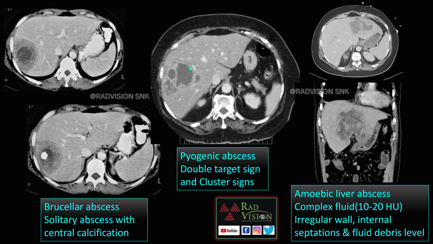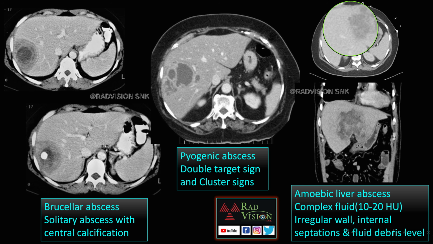Here you can see there is a hypodense collection surrounded by multiple small clusters of small hypodense areas or collections, and you can also see the double target sign. In the double target sign, you can see an inner enhancing layer surrounded by edema. The inner hyperenhancing layer is the wall of the abscess, and the outer one is nothing but the edema adjacent to the abscess. And these multiple tiny abscesses adjacent to the lesion are nothing but the cluster sign. These tiny abscesses or multiple clusters of abscesses fuse and coalesce to form a single large abscess. So whenever you see the double target sign and cluster sign, think classically of pyogenic abscess.